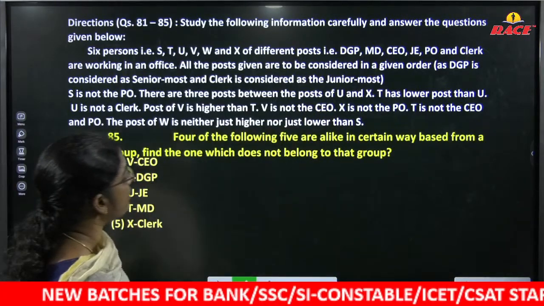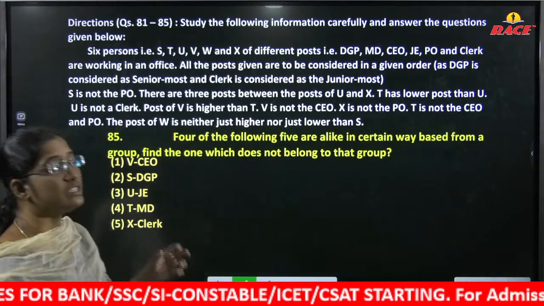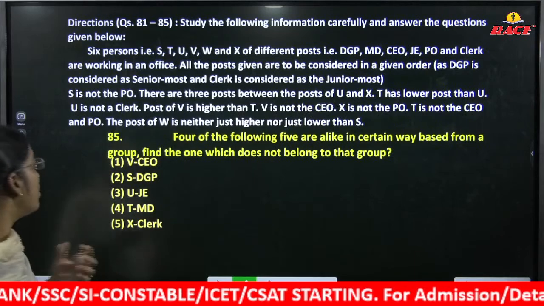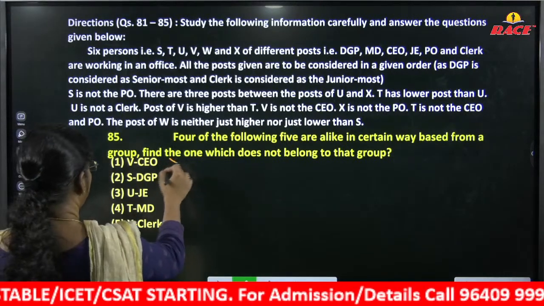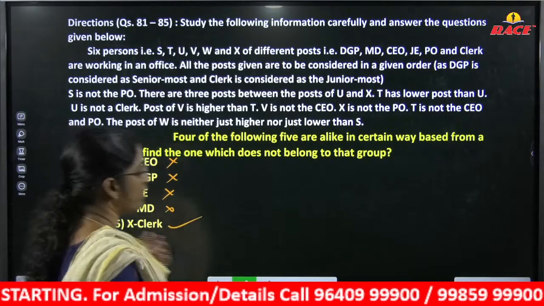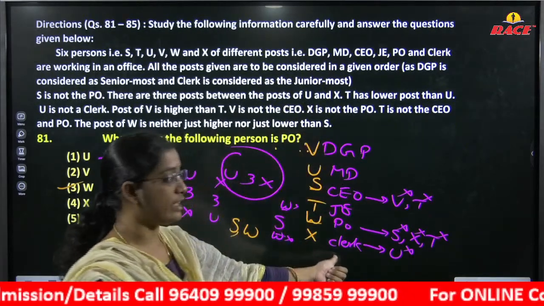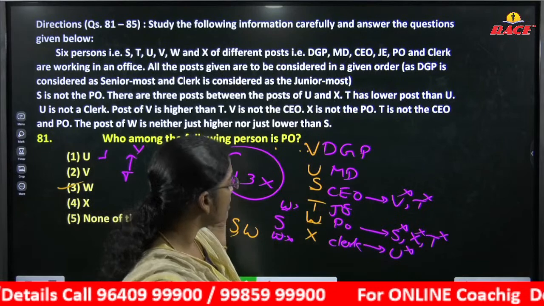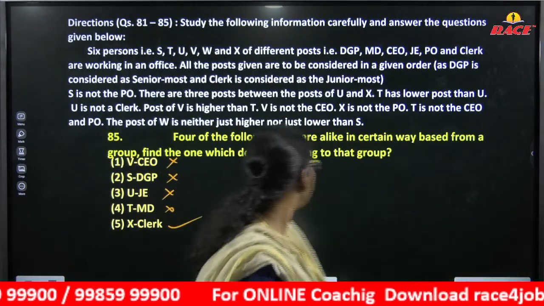Four of the following five are alike in a certain way based on your group. Find the one which does not belong to the group. That means simply we have to find the odd one. V is CEO, so wrong. S DGP wrong, U JE wrong, T MD wrong, but X is clerk. Here we have X is clerk, so the remaining four pieces of information are wrong. So our answer is option 5 only.